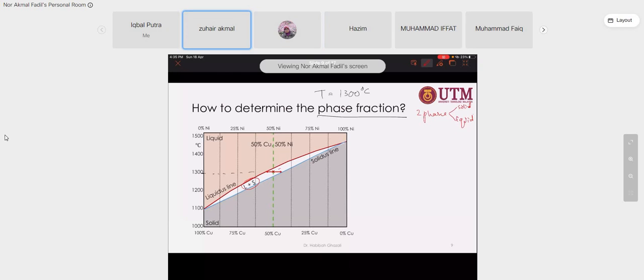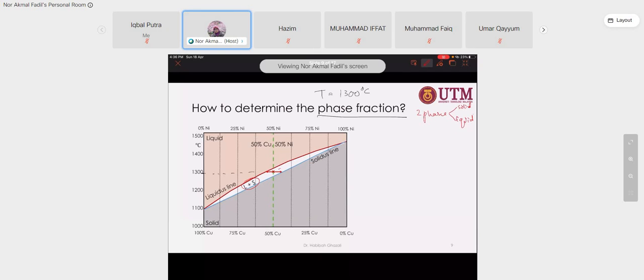Alright, okay. So two phases, we have solid and liquid at this temperature. Our alloy, 50% nickel, 50% copper, at 1300 degrees Celsius, has solid and liquid. So we want to know at this temperature how many solid already formed, how many solid remains, and how many liquid remains in the cast material.